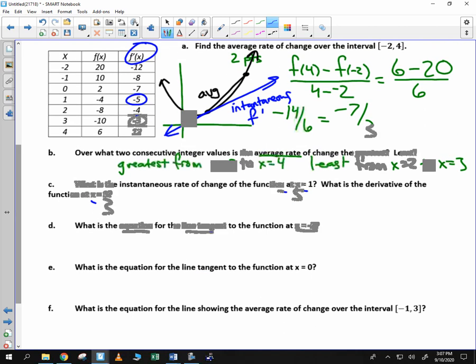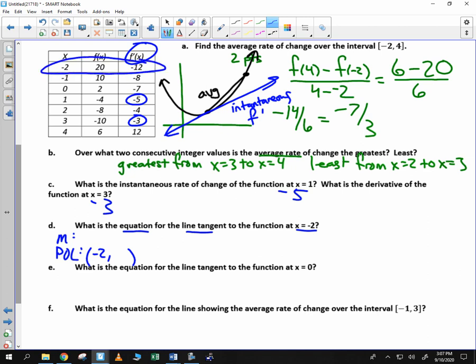Oh boy. Well, in order to find an equation for a line tangent, I need slope and I need a point on the line. Well, it says an x value of negative 2. So I need the y value. As I look at negative 2, which one's the y value? Is it 20 or is it negative 12? The answer is 20. f of x tells us the location. f prime of x tells us the slope.